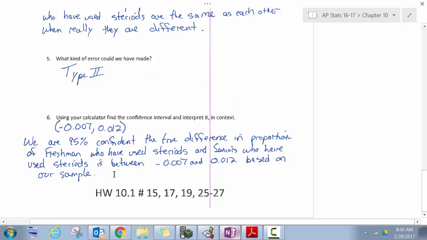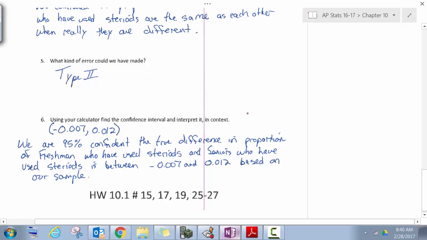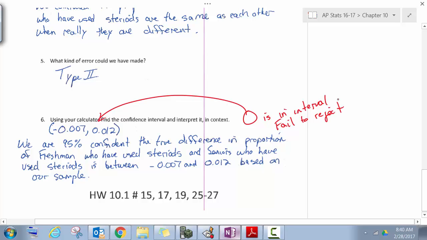So we are 95% confident the true difference in proportion of freshmen who have used steroids and seniors who have used steroids is between negative 0.07 and 0.012 based on our sample. Notice 0 is in the interval. So we would fail to reject if we were using this as a hypothesis test, which is what we got anyways. So it all matches up.